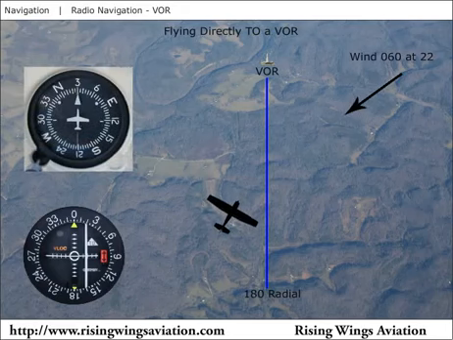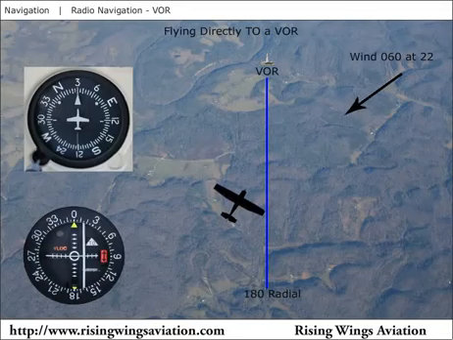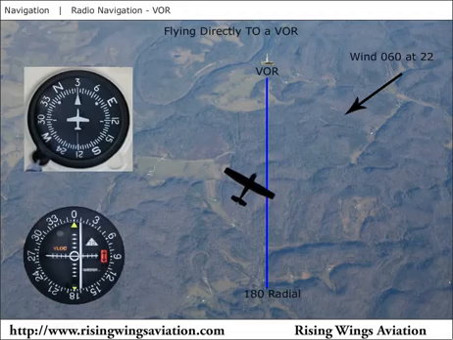While maintaining a 030 degree heading, the needle begins to move back towards the center of the display. This means a 030 heading more than counteracts the wind, and we are returning to our desired course. Maintain our new heading until the CDI is centered.